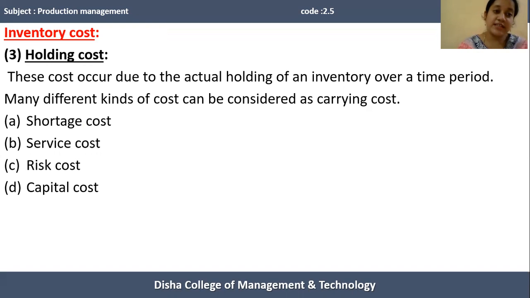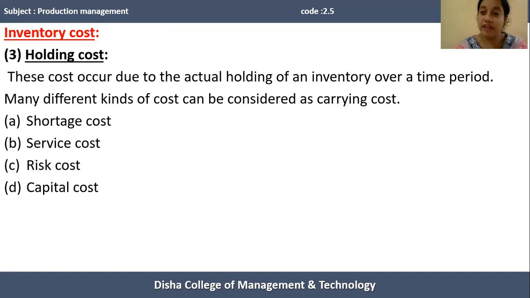Again, there are various types of holding cost, like storage cost, service cost, risk cost, and capital cost. These are the holding costs, and these costs are associated with holding of actual inventories in warehouses. Let me discuss various holding costs in detail. First one is the storage cost.